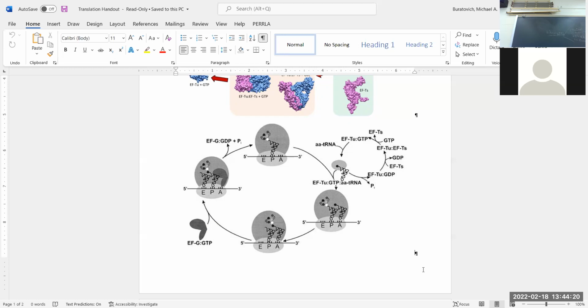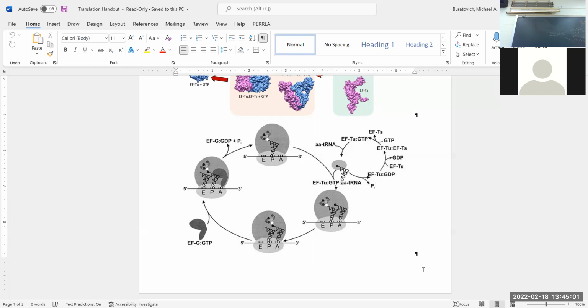What happens next is that a protein called EFG, which is also known as the translocase, comes and binds to the ribosome. Now, this is also a GTP binding protein. It binds to the ribosome, and by hydrolyzing GTP, it causes the ribosome to move one codon down the messenger RNA.